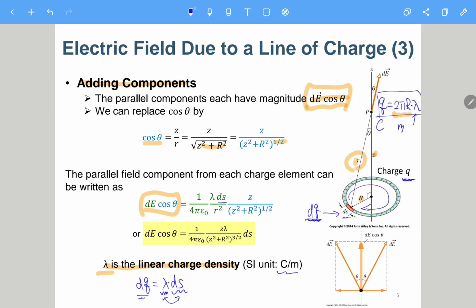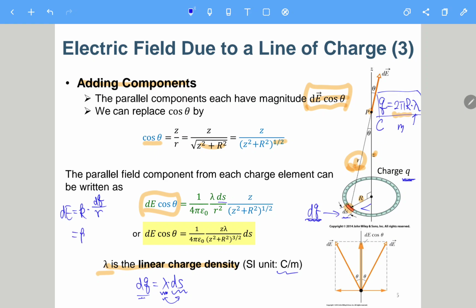Okay, so which means that dE should be k, which is 1 over 4 pi epsilon naught, times dq over this distance. The distance should be from ds to the point P, which is small r. So this is small r. And similarly, r is not a known variable, so we need to express it as a known variable.